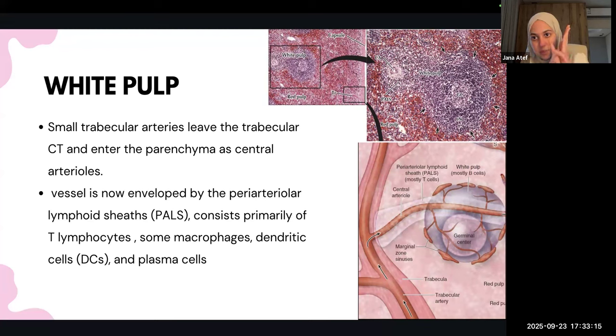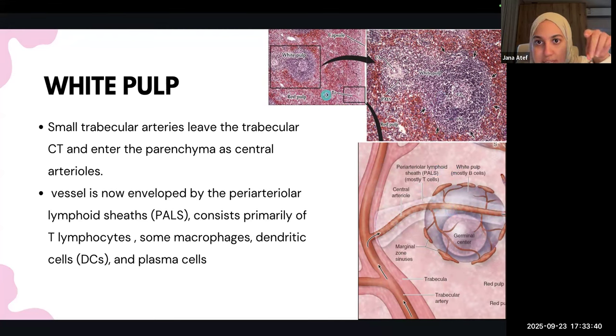If something branches from it and now it goes to the white pulp first, now this is a central arteriole, okay? Now it has something that wraps around it. It's called the periarteriolar lymphoid sheath, or PALS. See this white halo around it? This is called the periarteriolar lymphoid sheath, and it's mainly composed of T cells, some macrophages and dendritic cells too. But again, this is the white pulp.